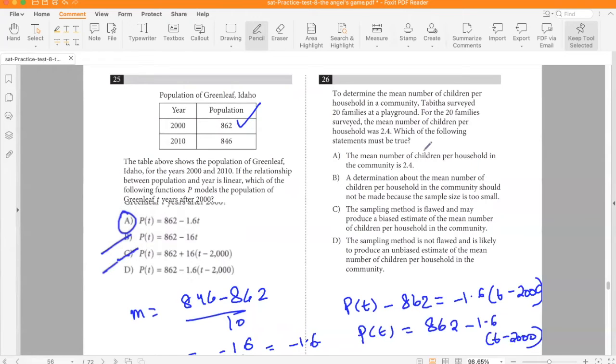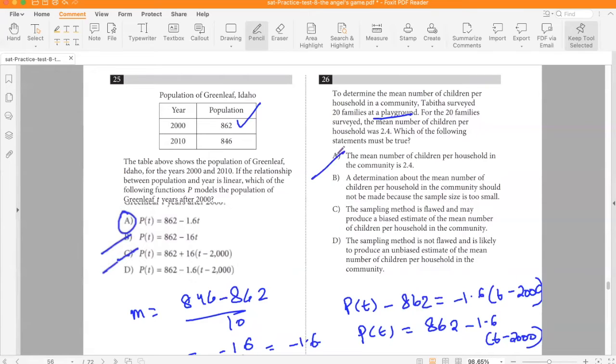Okay, so this is a biased sample because she just went to the playground, and it is possible that families which have more children come there because children tend to play in the playground, and so there is a bias in the sample, right? So you can't really say anything about the community from this. The mean number of children per household in the community is 2.4.